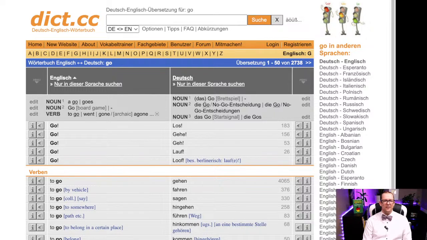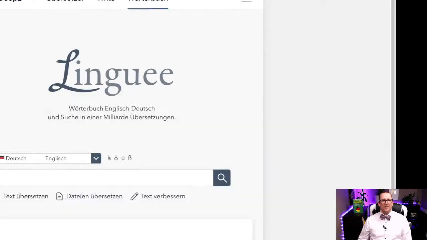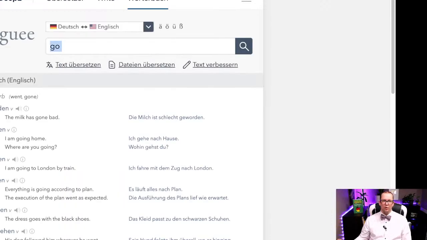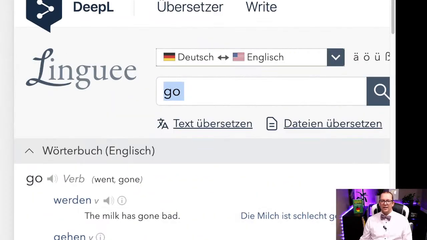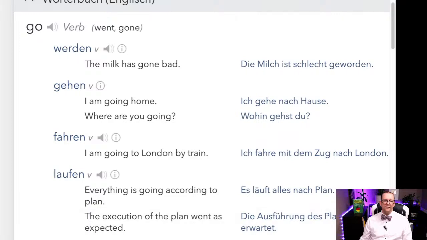The other one that I use is lingui.de. And that one is another fantastic website. Again, if you just type in Go, it gives you all of the things you would expect it to give you, but it gives you more than that as well. So for instance, here we have werden as a meaning to go, as in the milk has gone bad. And we have the verb werden at the end here for geworden. We have a bunch of example sentences using the verbs as they're shown, and then they also have translations of those sentences so you can figure out how that verb is being used.